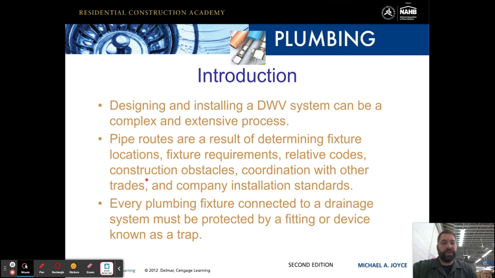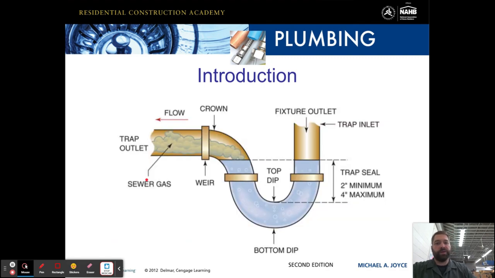Every plumbing fixture connected to a drainage system must be protected by a fitting or a device known as a trap. So here we go, looking at the anatomy of a trap. This is what we're going to be doing. Let's say that you have a sink right here. The sink is going to be flowing down into this. And we have this trap seal, right? And this helps keep the sewer gas from coming in.